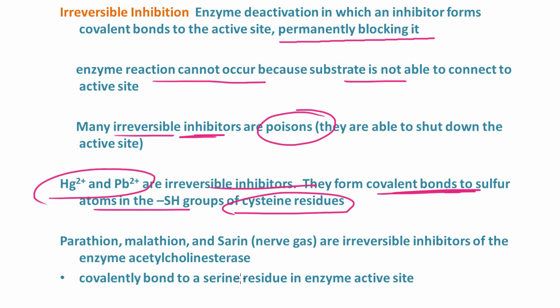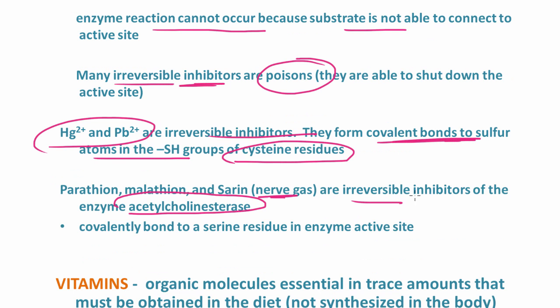Parathion and malathion are insecticides, and sarin is a nerve gas. These are irreversible inhibitors of the enzyme acetylcholinesterase. What happens is they block the breakdown of the chemical messenger acetylcholine that transmits nerve impulses. Without the enzyme activity, the transmission of further nerve impulses is blocked. This is the nerve gas, by the way, resulting in paralysis of muscle fibers and death from respiratory failure. Again, as I said, most poisons are irreversible inhibitors.